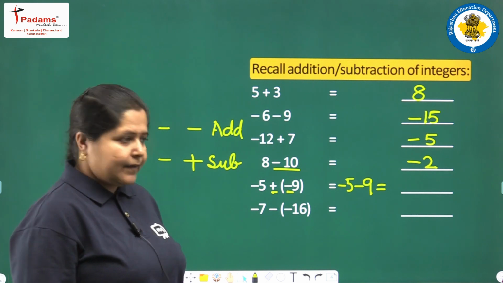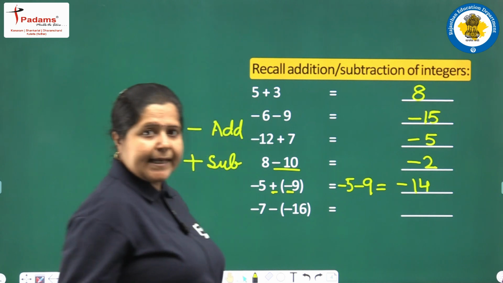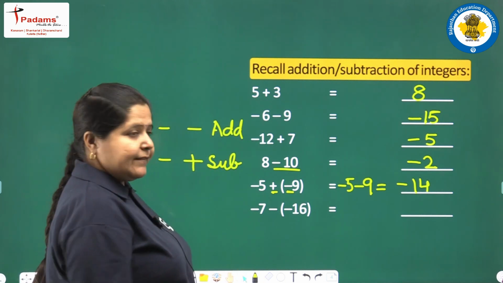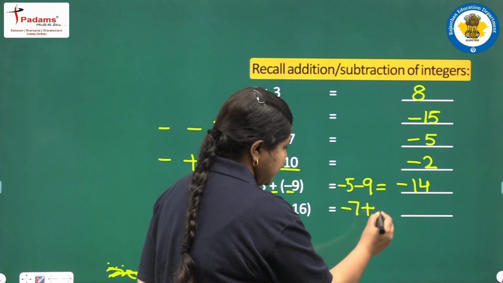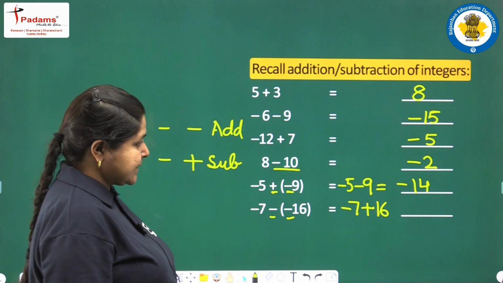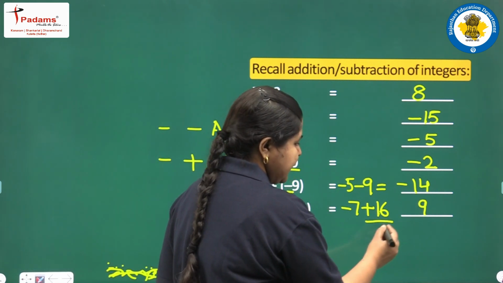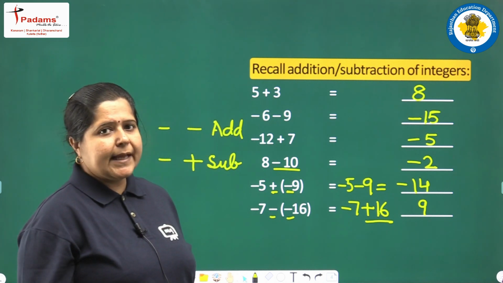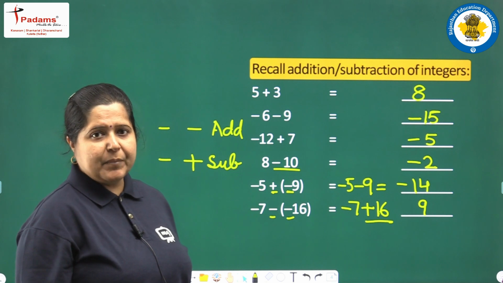Again both are negative, so we will add and place a minus sign. Then minus 7 plus 16. Why plus? Because minus and minus together becomes plus. So minus 7 plus 16 will give me 9, because the bigger number is positive. So plus 9, no need to write plus, 9 itself means it is a positive number.